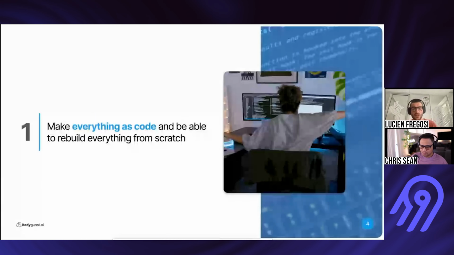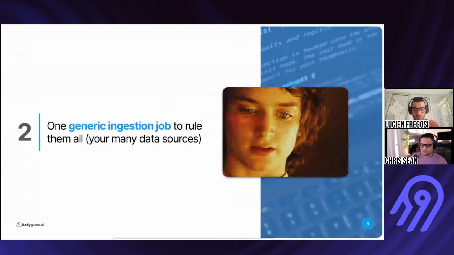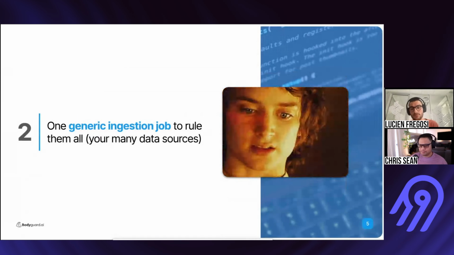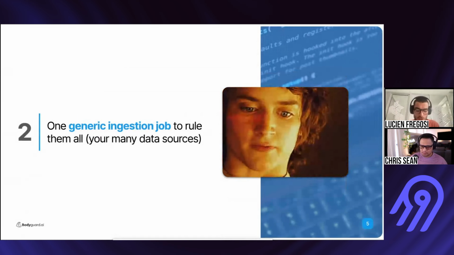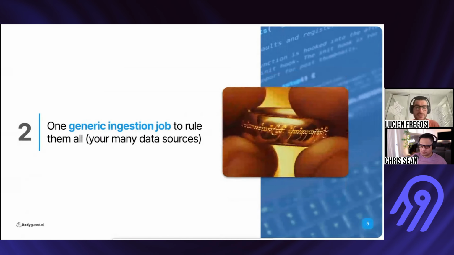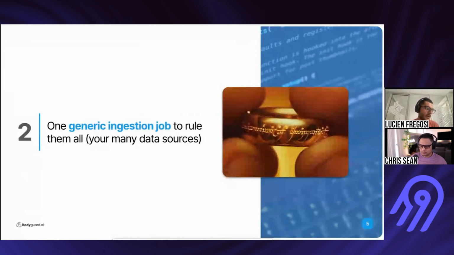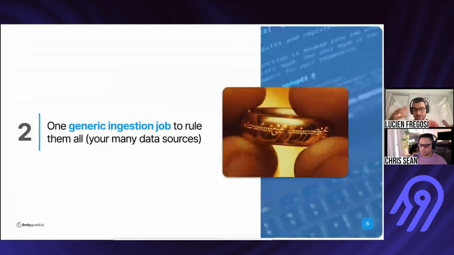The second one is we want to ingest as many sources as possible, which can be databases, which can be SaaS, which can be many various sources, and we want to ingest them in a very generic way. So for me, I treat data as a really generic flow. So I don't care what's inside the data.